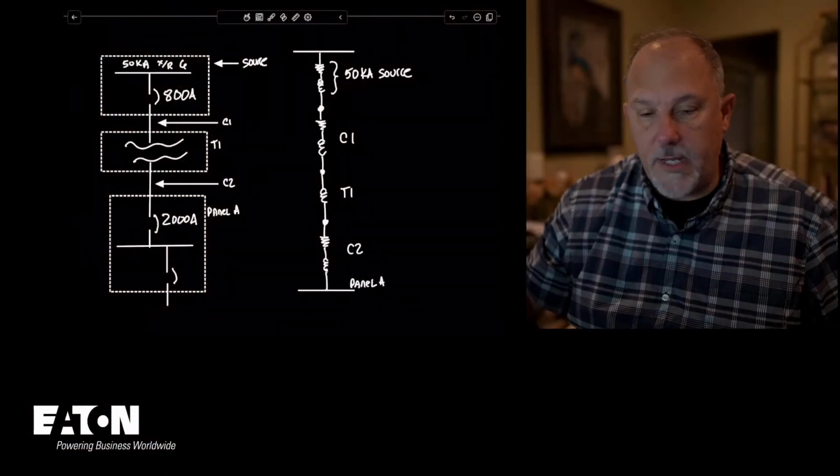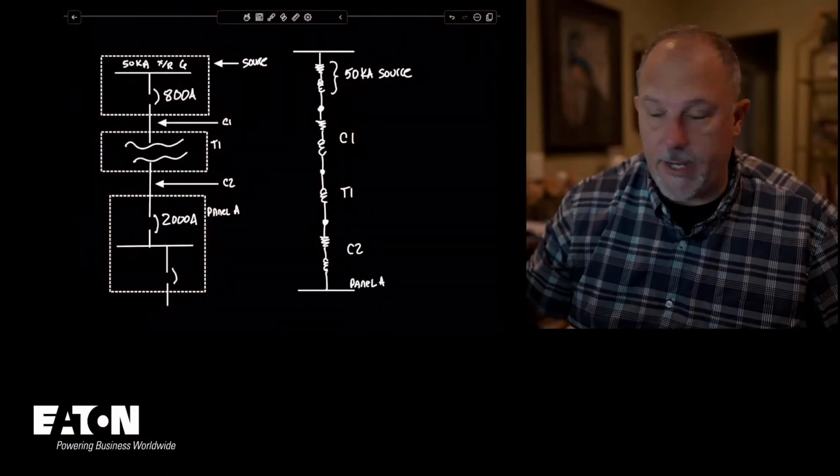We calculated the available fault current. Oh no! First, then what we did was we basically created the impedance diagram.